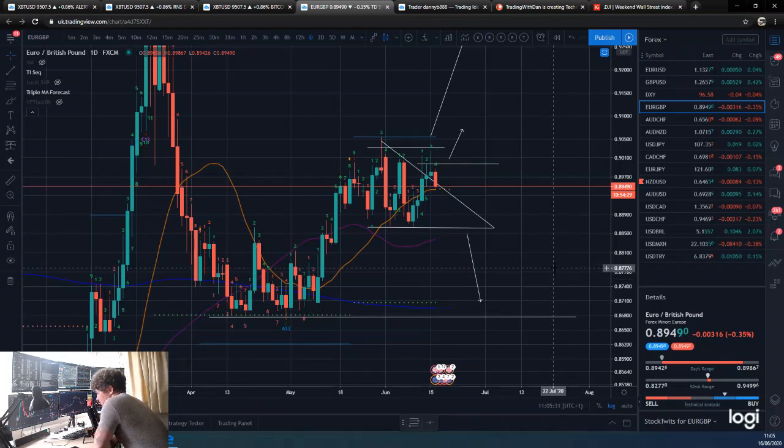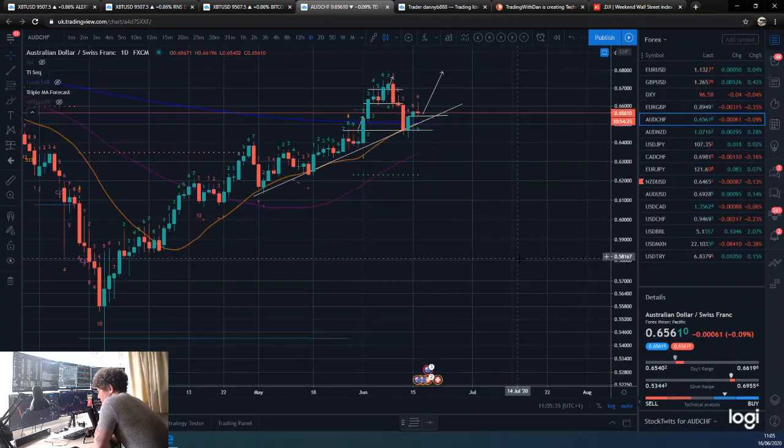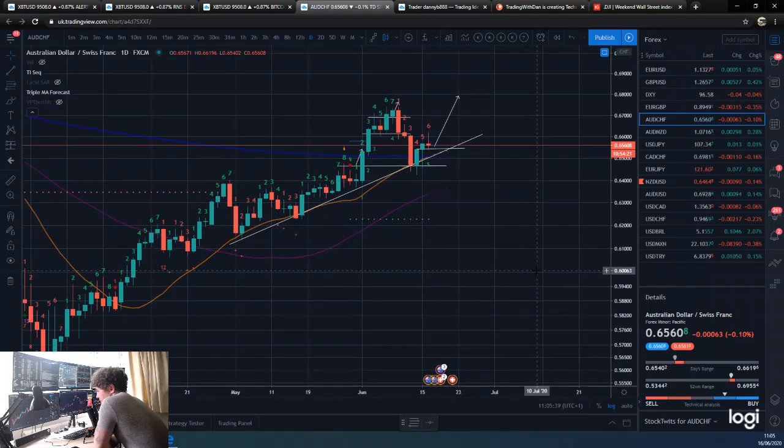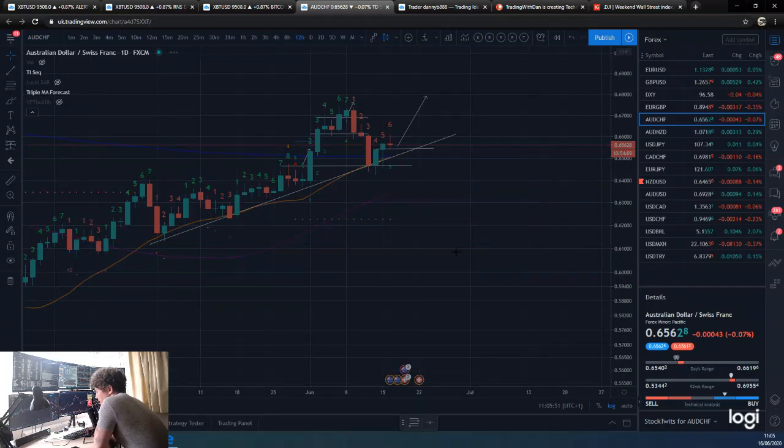Yeah, so right, over to Aussie dollar, Swiss franc. So you can see we basically got supported on this support line that we've got on the daily. We had this level here to basically break above here and to continue on upwards. A bit of a reversal looking candle, but we've got nearly half of this day left to go.